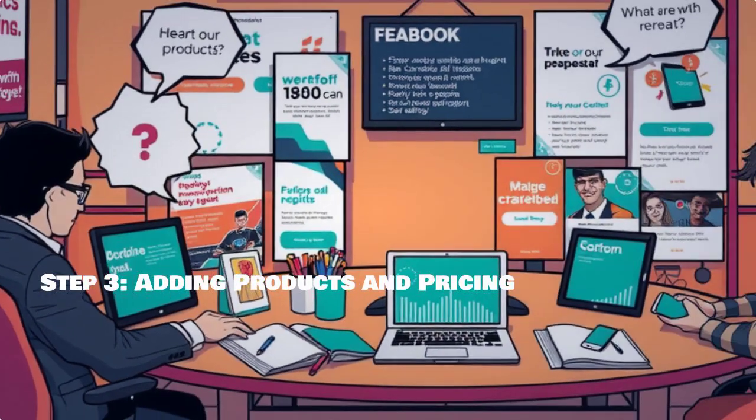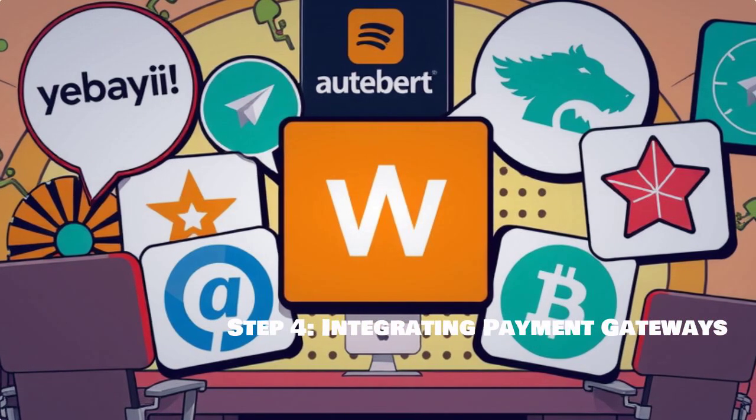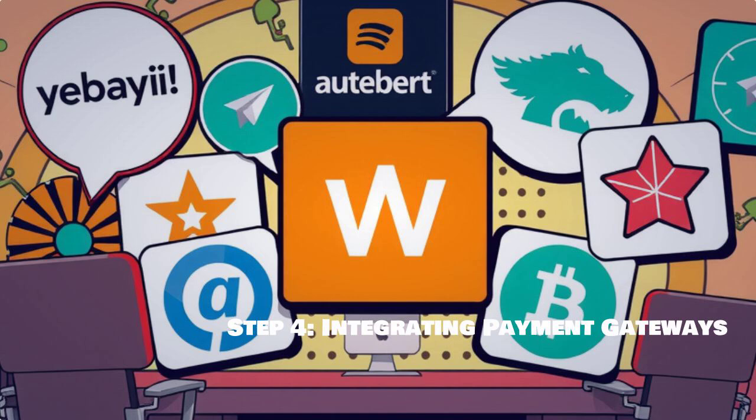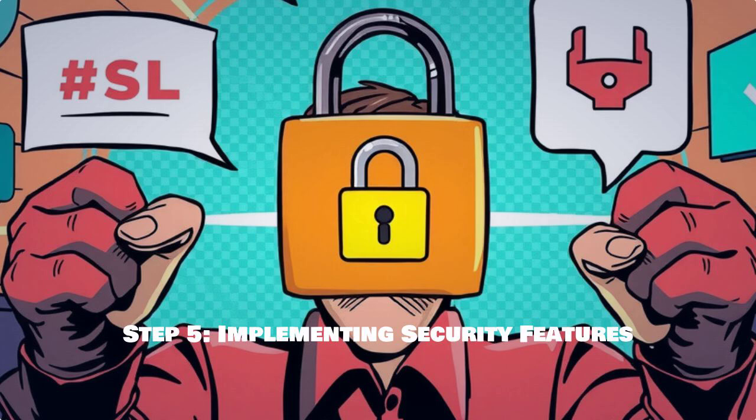Next, you'll want to add your products and establish competitive pricing strategies to attract buyers. In Step 4, we'll integrate payment gateways to ensure smooth transactions for your customers. It's vital to implement strong security features to protect user data and build trust.